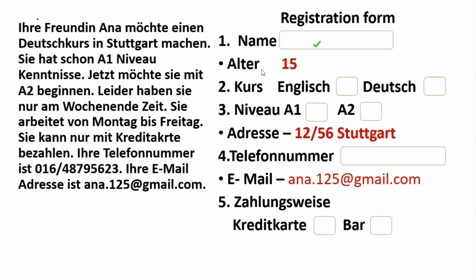Name. The second blank is course, for which course she is registering, English or Deutsch. Niveau, for which level, A1 or A2. The fourth blank is telephone number. And the fifth blank is Zahlungsweise, payment type. Is it credit card or is it bar? Bar means cash. So fill this in and let's discuss the answers. You can pause the video, take your time, and then let's discuss the answers.